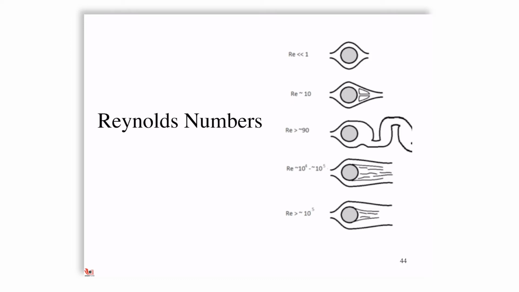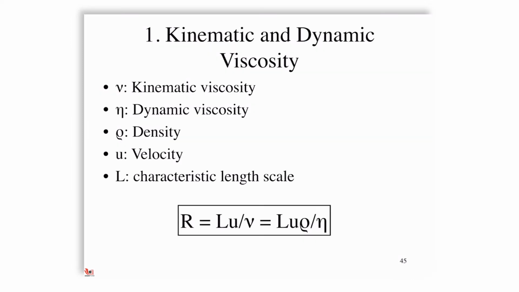Now, for our purpose, we have discussed earlier also that Reynolds number differences make a difference to the streamlines that we can observe. And to get at some answer with this, we had defined kinematic and dynamic viscosities, nu being the symbol for kinematic and eta for dynamic, rho density, U velocity, L characteristic length scale. So L U by nu, or L U rho by eta, because nu is eta by rho.